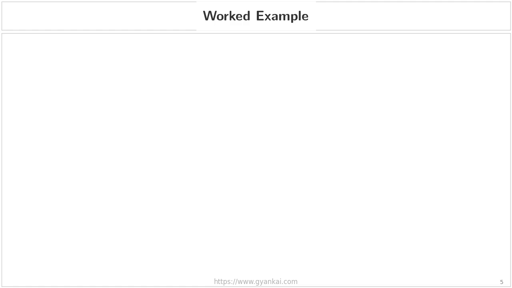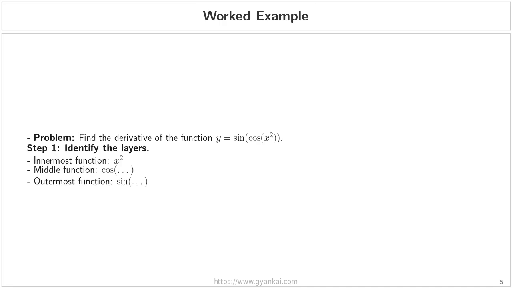Worked example. Now that we have discussed the theoretical framework and the gear system analogy, let us apply these concepts to a concrete problem to see how the extended chain rule works in practice. Our objective is to find the derivative of the function y equals sine of cosine of x squared. Following the step-by-step process we outlined in the previous slide, we begin with step 1, identifying the layers.